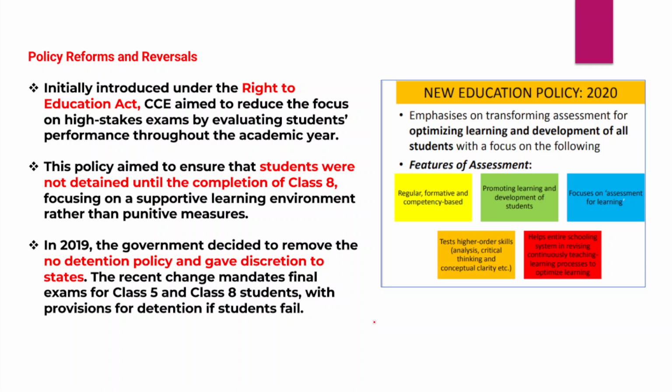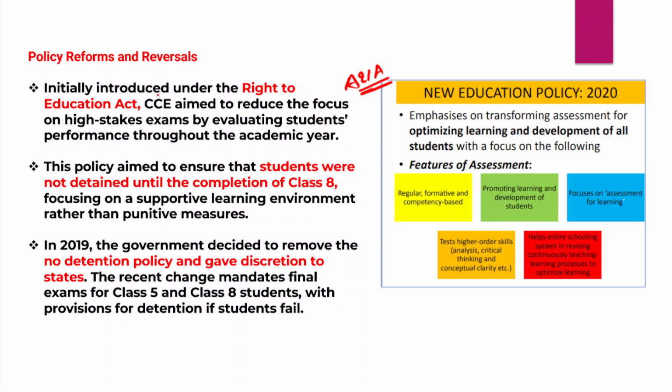And going into the details, what are the policy reforms that the union government announced earlier, and how are those policy reforms being reversed by the union government now? Initially we all knew that the Right to Education Act is part of the right to freedom under Article 21 of the Indian Constitution, particularly Article 21A of the Indian Constitution.